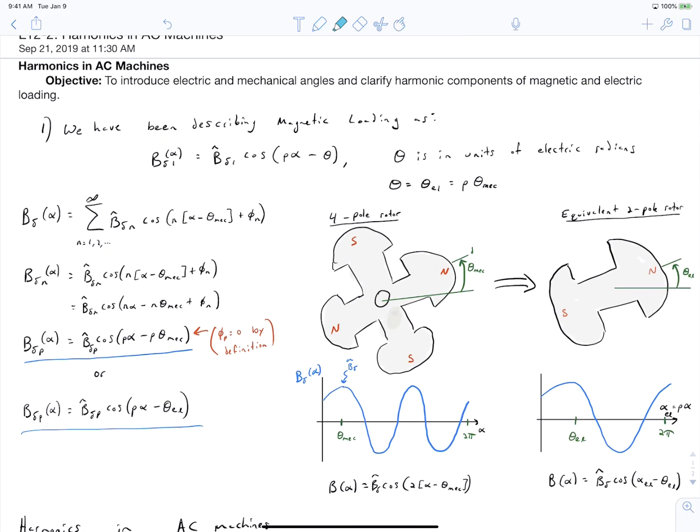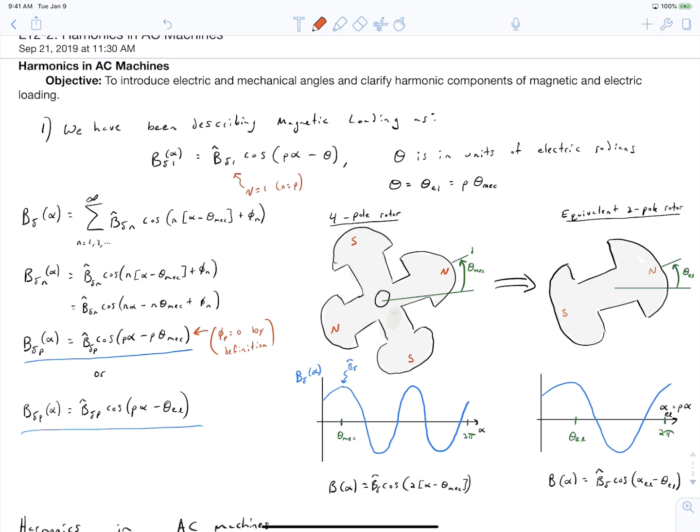Our questions were, why didn't theta have a p in front of it? And that's because we were dealing with theta in electrical radians. And our second question is, what is going on with this index 1? And that is because we are considering this in terms of the index v. So v equals 1, n equals p.